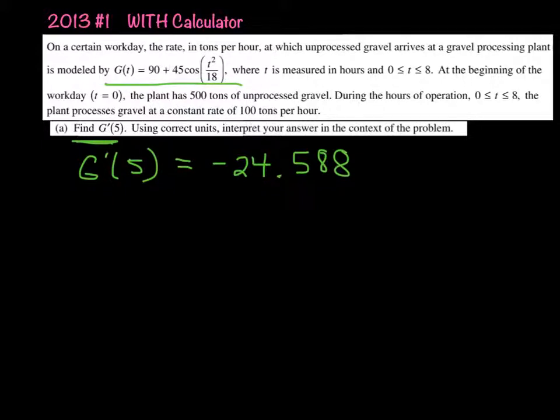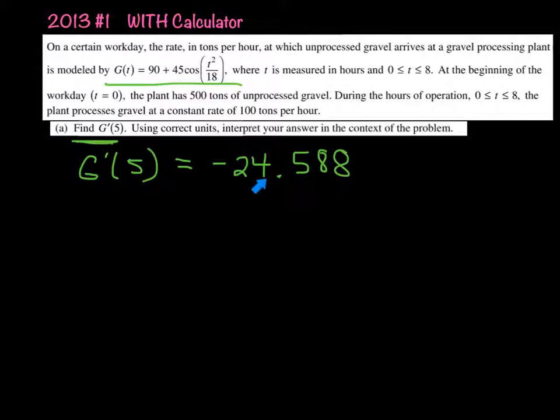All right, so let's talk about what g of t represented. G of t represented the rate at which the unprocessed gravel was arriving at the processing plant. So that's the rate it was arriving. Now, if I take the derivative of a rate, what is that really doing? Well, it's the slope of that rate. So if my slope is negative, what is that telling me about the rate at which the unprocessed gravel is arriving? Well, because it's negative, that would tell me that the rate is decreasing. Okay, so my rate is decreasing by how much?